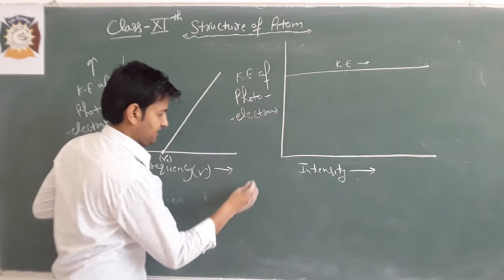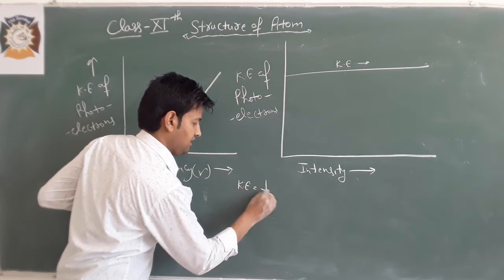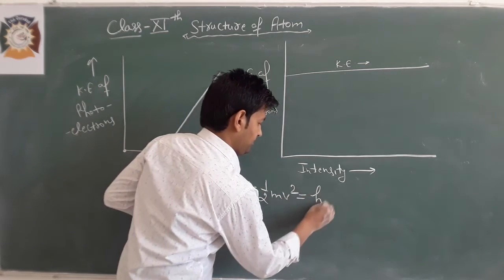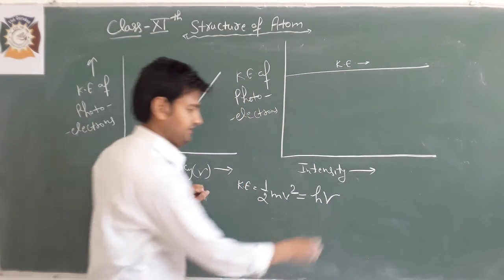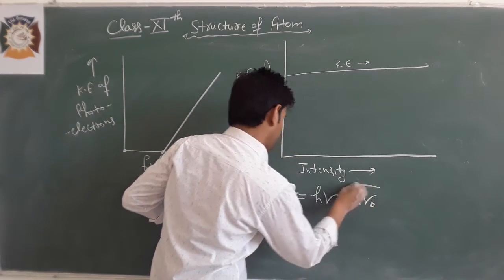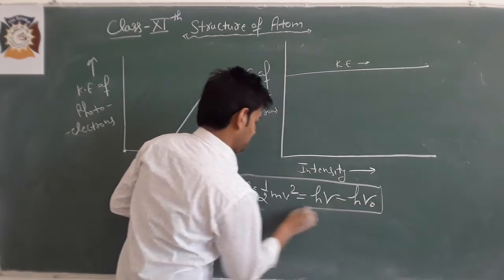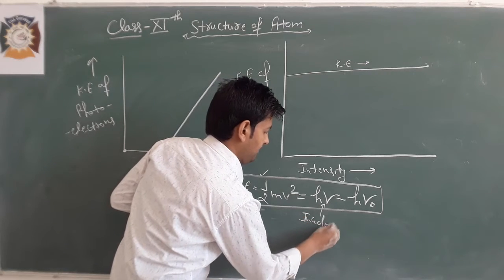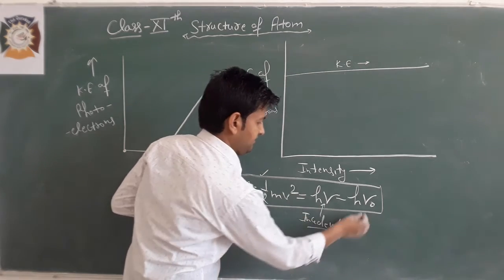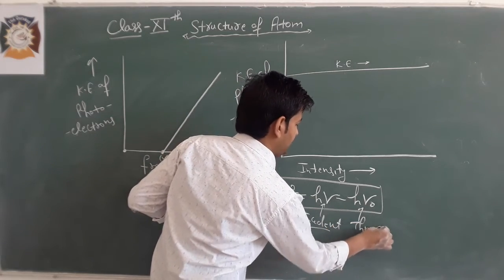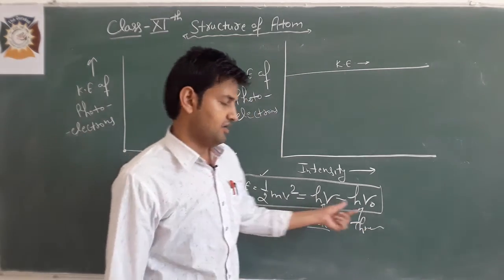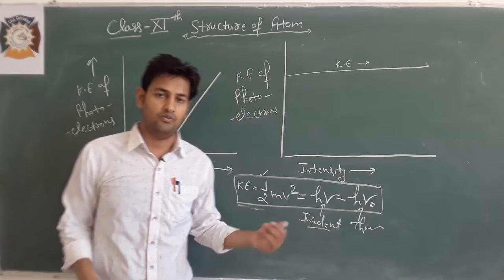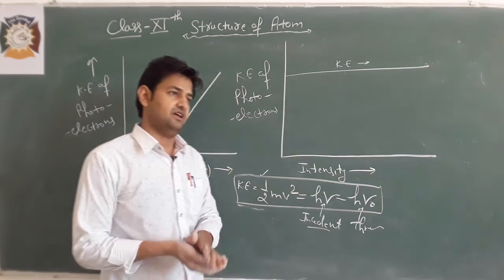So we can say that kinetic energy, half m v square, is equal to h nu minus h nu naught. This is the relation for kinetic energy. Here h nu is our incident frequency, the incident energy, and h nu naught is the threshold energy. According to the Einstein equation, energy is equal to h into nu. This is the phenomenon of the photoelectric effect.